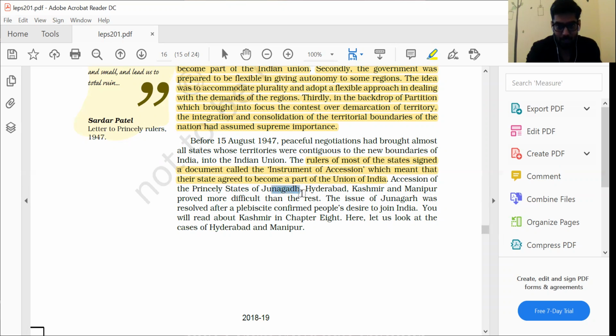So which were these states? Junagadh, Hyderabad, Kashmir, Manipur, more difficult than the others. Bhopal was also there. Travancore was also there. But they were easily accommodated as a part of India.